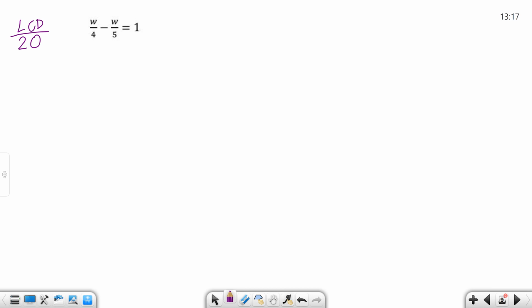So now I need to multiply everything on both sides by what? 20. That's 20 times W over 4, and then minus 20 times W over 5. And again, I'm skipping the step where I show the distribution with the 20 times the parentheses. I'm just doing 20 times the first term, 20 times the second term, equals. Now look, this is not a fraction over here, but you still multiply that 1 by 20. That's the LCD. Everything gets multiplied by the LCD or you're going to mess it up. It's got to all be multiplied.